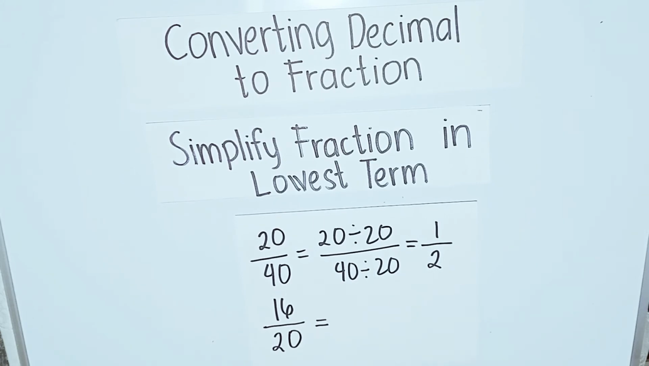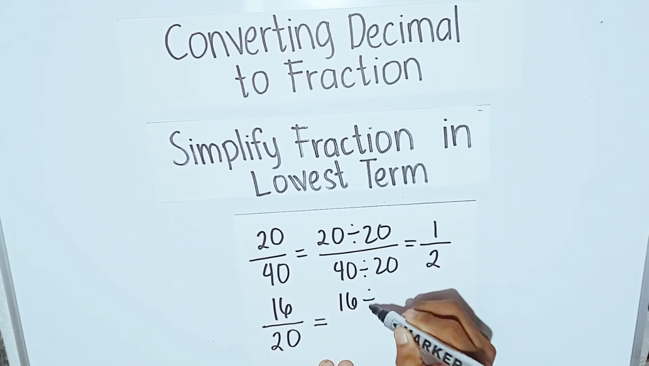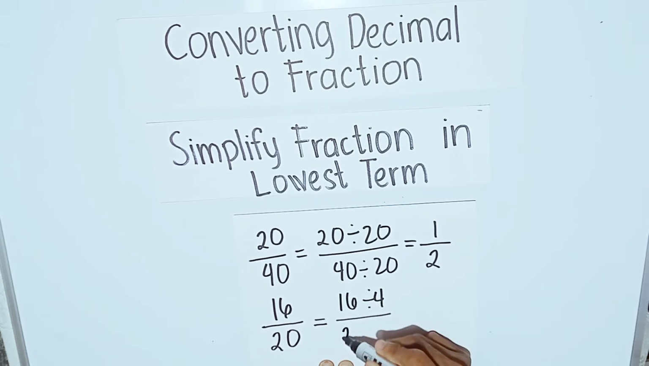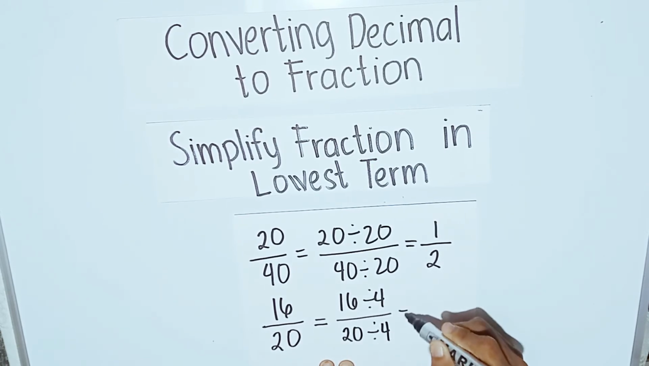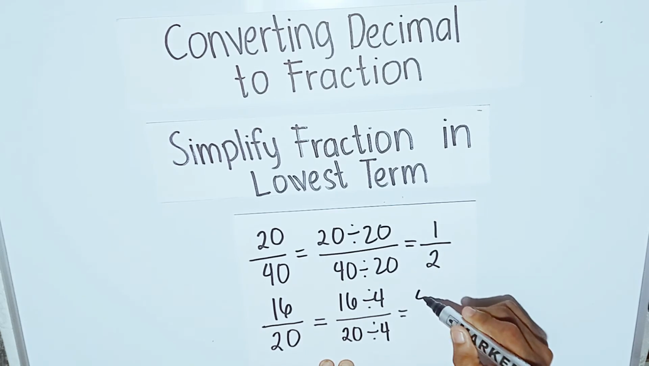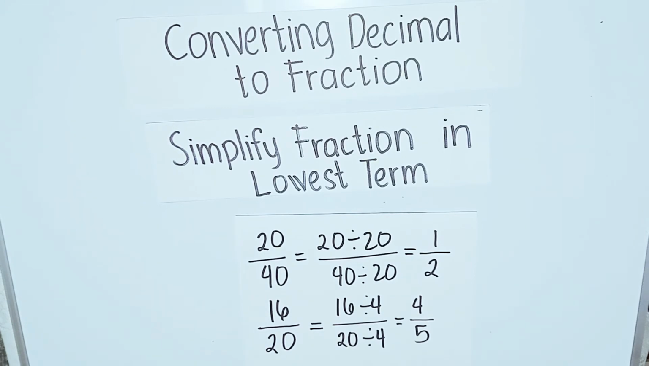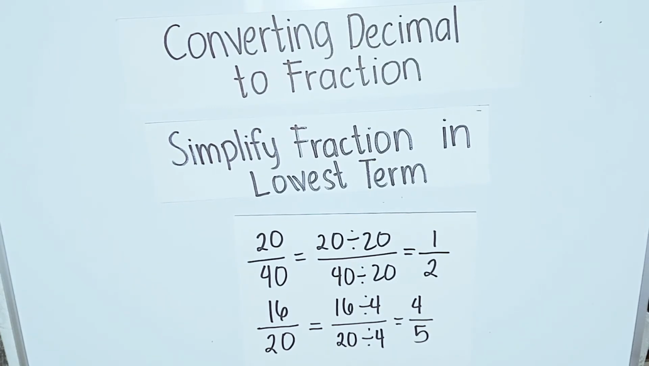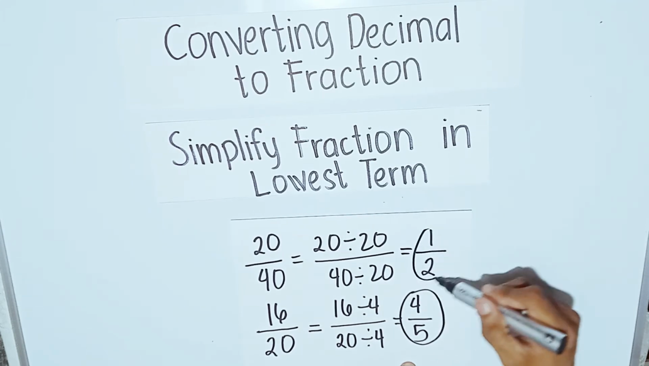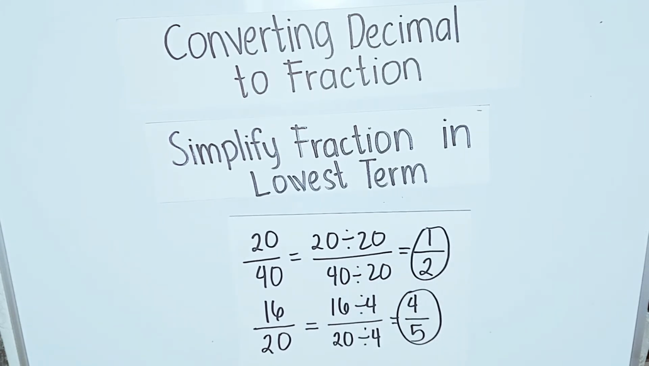Now, ang pwedeng makapag-divide sa 20 and 16 is pwedeng 4. Pwede nating i-divide siya by 4. So, 16 divided by 4, and then sa denominator, we have 20 divided by 4. 16 divided by 4 is 4. And then 20 divided by 4 is 5. So, our simplest form of 16 over 20 is 4 over 5. And dito naman sa unahan, 20 over 40, we have 1/2. So ngayon, marunong na tayo mag-simplify ng fraction into lowest term.